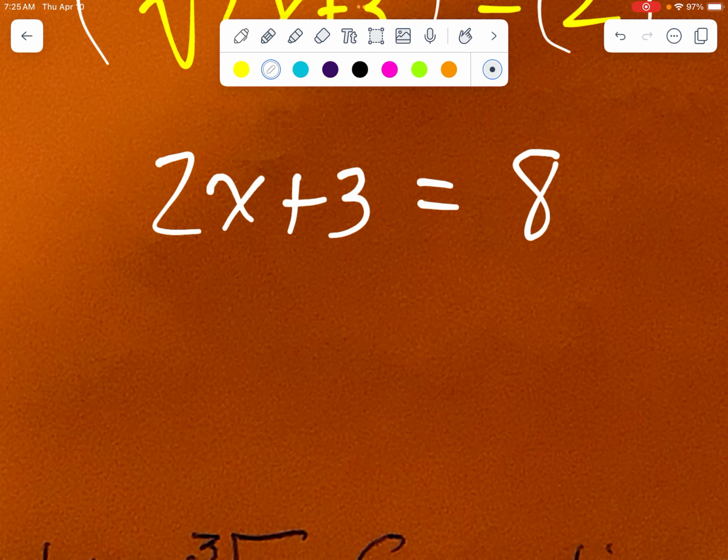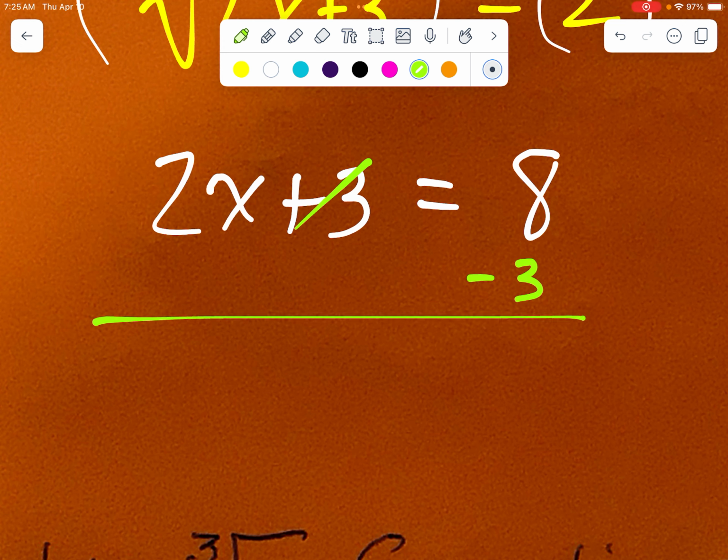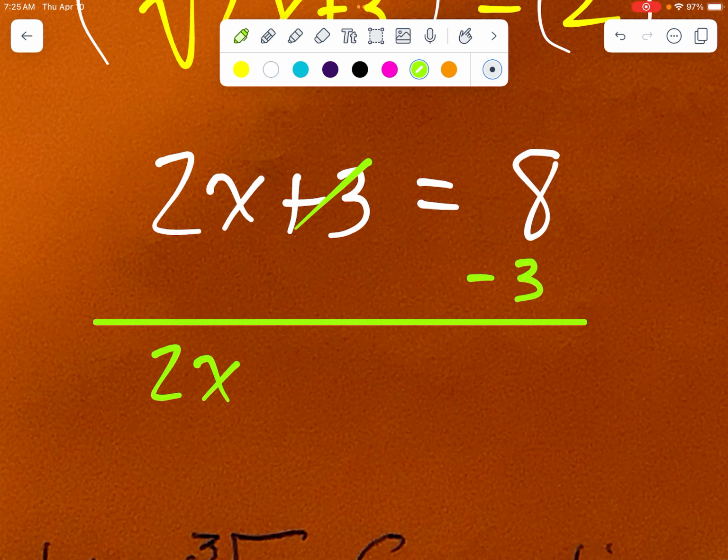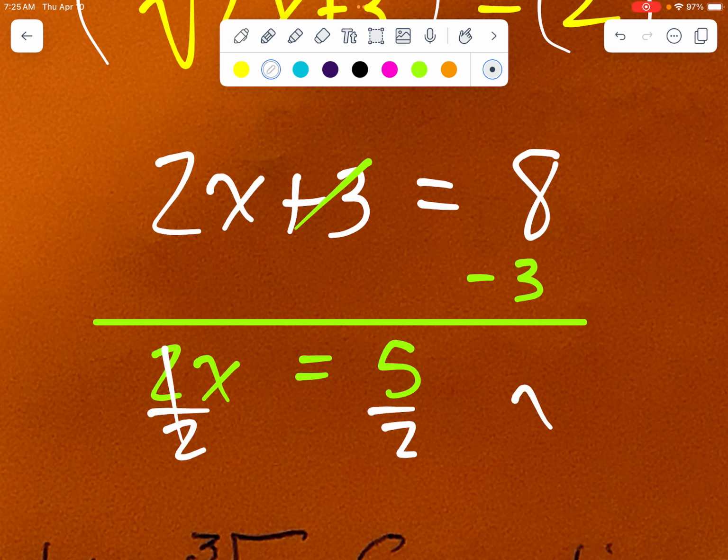Now we're ready to just solve for x here. Do the opposite of plus 3. We're going to subtract 3 on the other side. We're left with 2x equals 5. And then our last step is divide by 2. And you're left with 2.5.